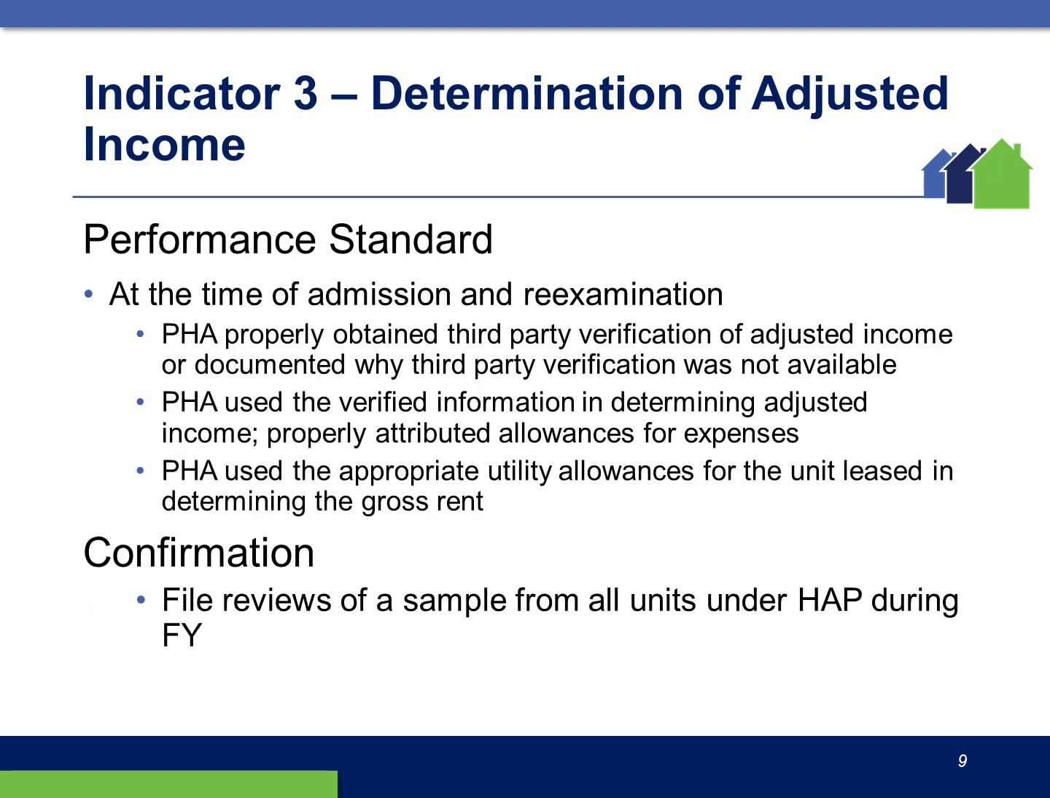Indicator number 3 looks at the accuracy of transactions in determining adjusted income. HUD wants to make sure that the PHA has correctly verified, documented, and calculated the components of adjusted income, assets, deductions, and allowances, and used the correct utility allowance. This indicator is confirmed by reviewing a file sample of assisted families.